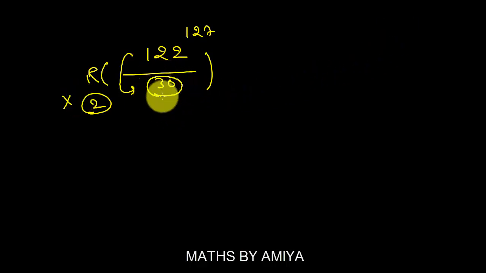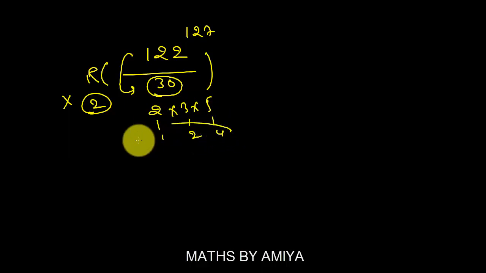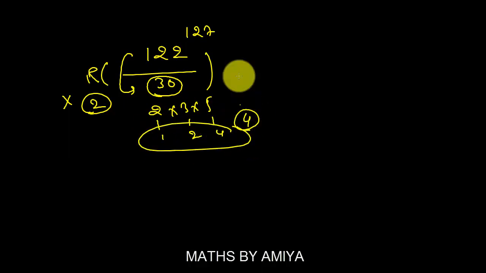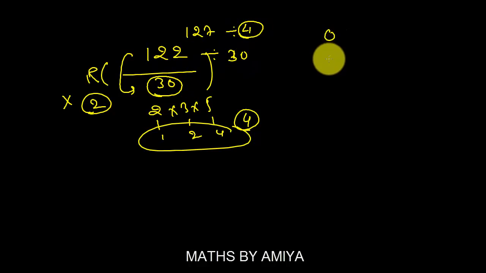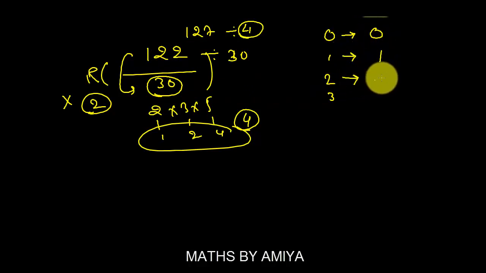The cyclicity of 30 is 2 into 3 into 5. Prime 1 less, prime 1 less, prime 1 less, that is, the LCM is 4. So this base is divided by 30 and this power is divided by 4. If anything is divided by 4, the remainder comes 0, 1, 2, 3. If these two are co-primes, then when we have remainder 0, we write 0. When remainder 1, we write 1. When we have remainder 2, we write 2. When we have remainder 3, we write 3.